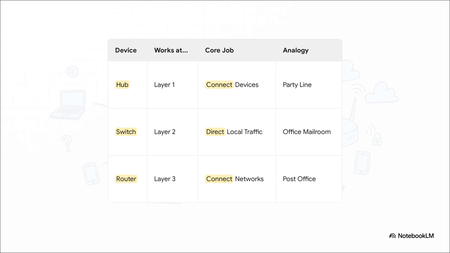The switch at layer 2 is much smarter. Its job is to direct local traffic. That's our efficient office mailroom. And finally, the router at layer 3 has the biggest job of all, connecting different networks together. That's our central post office. Each one is a step up, an evolution that solves a new problem as our network gets bigger.